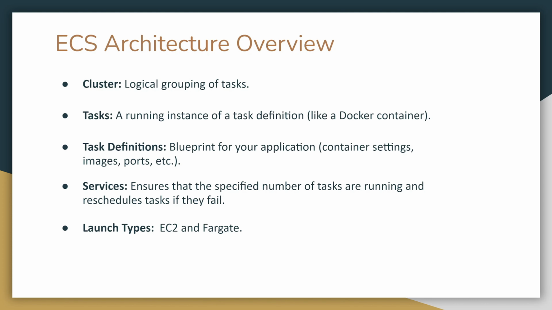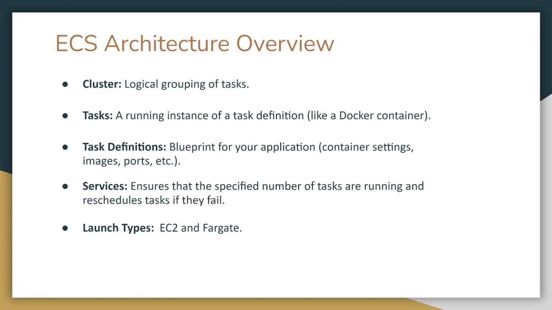Let's take a look at ECS architecture. AWS ECS organizes tasks and services into clusters, which act as logical groupings. A task represents a running instance of a task definition, similar to a Docker container, while task definitions serve as blueprints for your applications, detailing container settings, images, and ports. Services manage the desired number of tasks, ensuring they continue running by rescheduling any that fail.